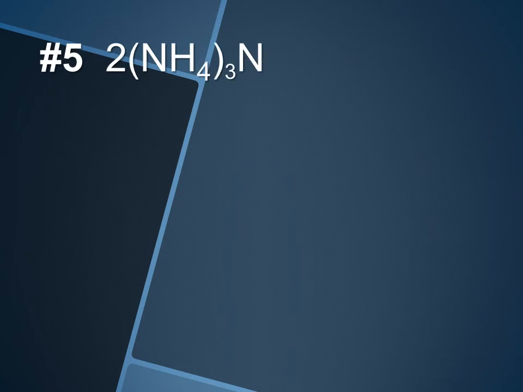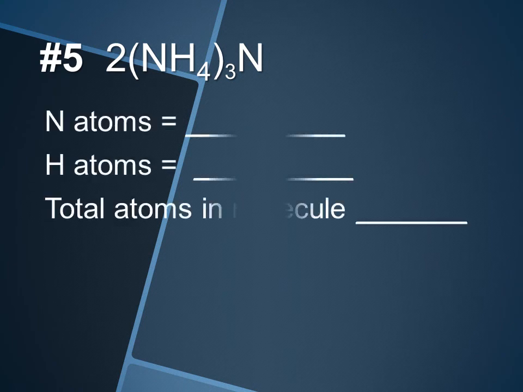Okay, last example, and this is tricky for 3 reasons. One reason is we have a parentheses. Another reason is because we have 2 of them, so there's a big 2 in front, a coefficient in front. And the third reason is we have 2 N's, 2 nitrogens. So, nitrogen atoms. Well, I'll give you a second to think about it.